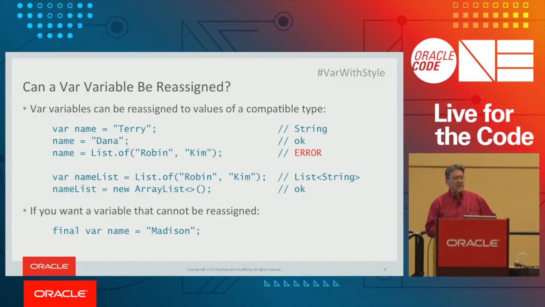Now let's try to reassign name to List.of("Robin", "Kim"). Okay, like I said earlier, List.of gives you a list of things. In this case, it gives you a List of String.